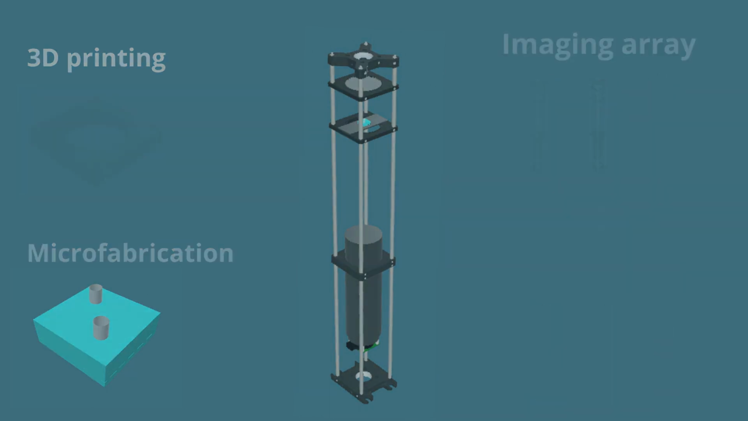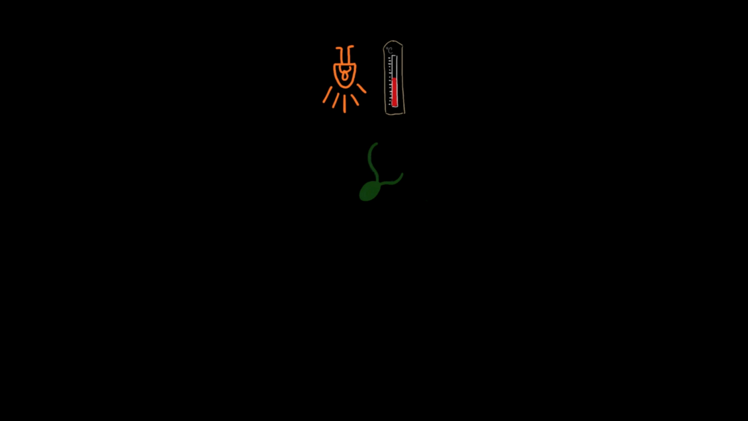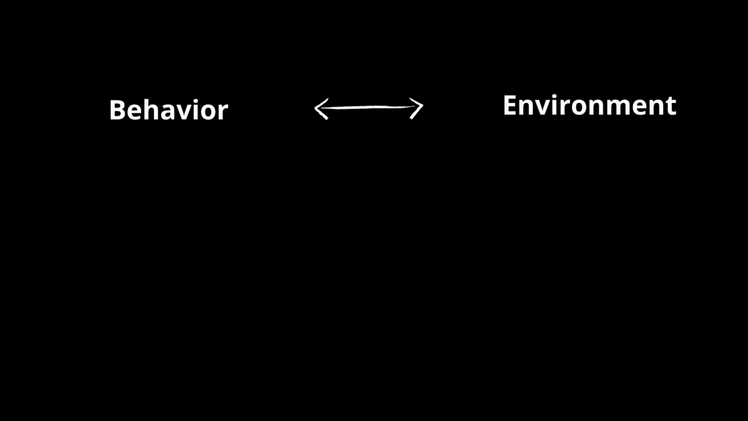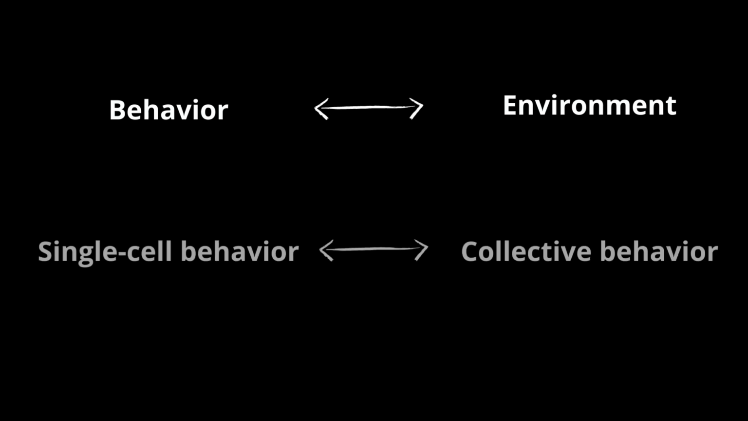Ultimately, we want to obtain data from different mutants of Chlamydomonas with constant environmental conditions, as well as of a certain mutant with varying environmental conditions. With these, we hope to map behavioral to environmental parameters and map single-cell behavior to collective behavior.